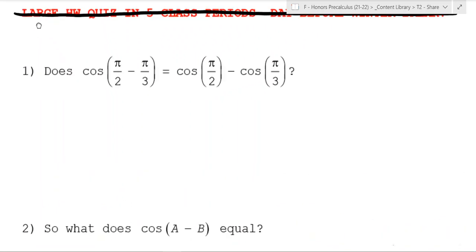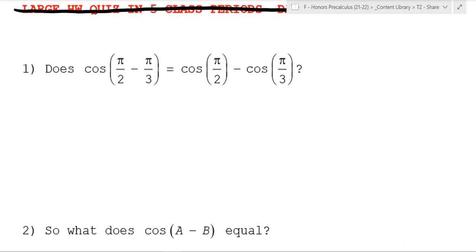Let's take a look at this statement right here. Does cosine of pi over 2 minus pi over 3 equal cosine of pi over 2 minus cosine of pi over 3? Can you distribute like that? Well, let's take a look.